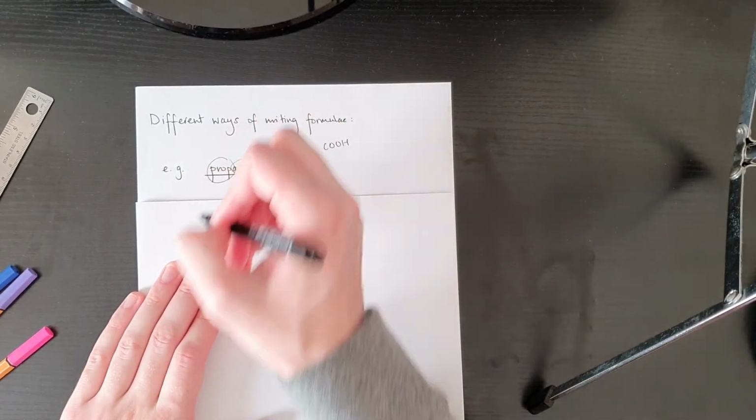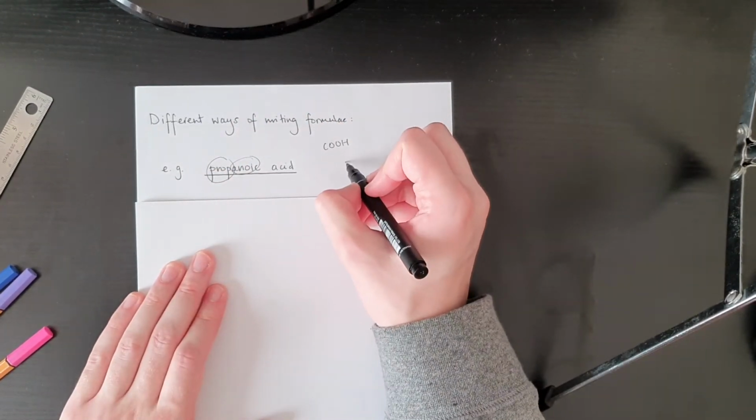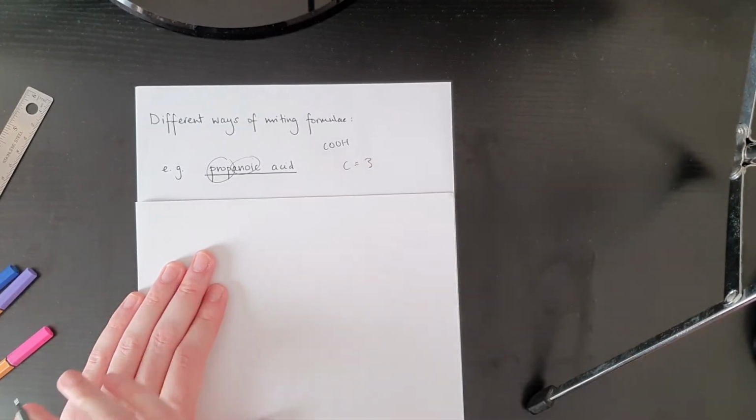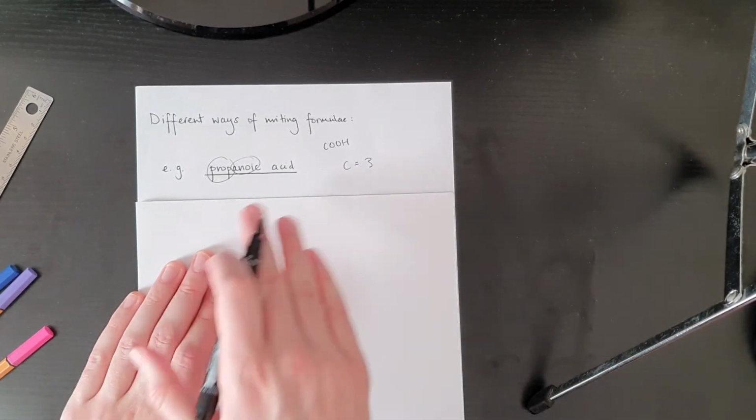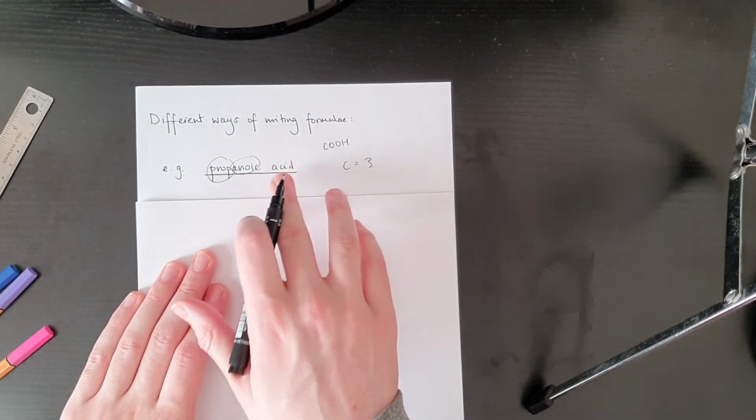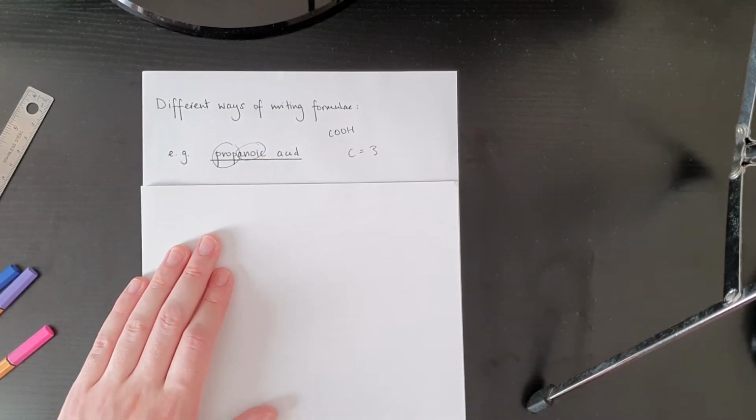It starts with prop. So we know that there's going to be 3 carbons in total. And it says acid at the end, so that just confirms that we know it's a carboxylic acid.